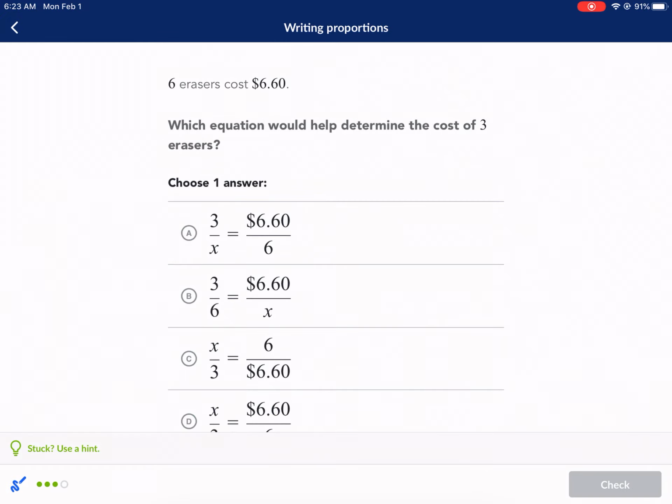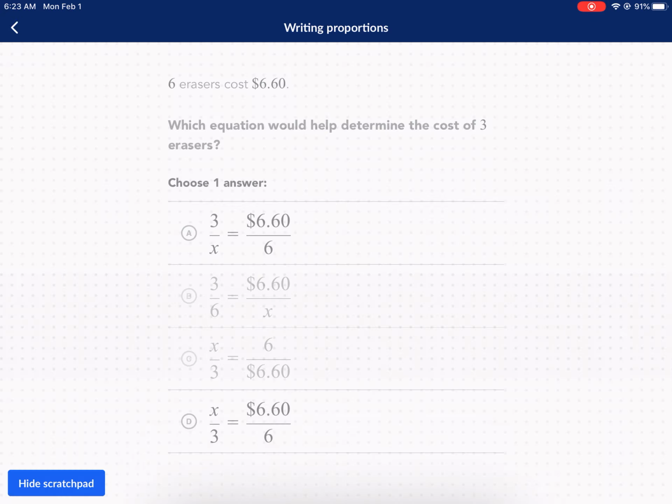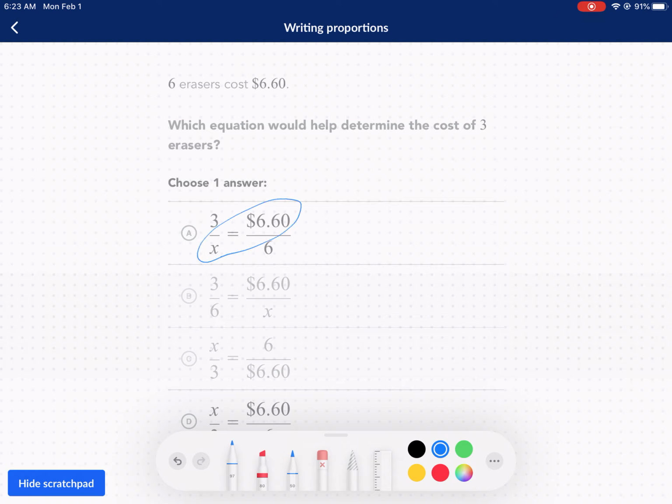All right, one more. 6 erasers cost $6.60. Okay, what would be the cost of 3? So we want 3 erasers to be paired up. The first one's bad because we have cost. Okay, cost is the unknown. We have diagonal relationship there. We have a right side relationship here, but the top does not correspond. It should be 6 with the 660, not 3 with the 660. Instead, it's a diagonal relationship, which we don't want in proportions.